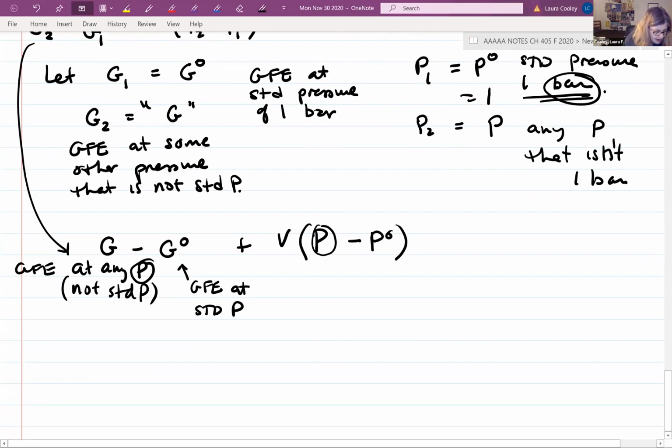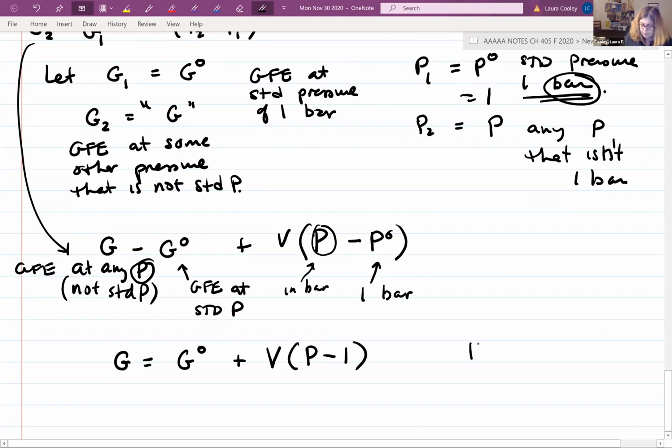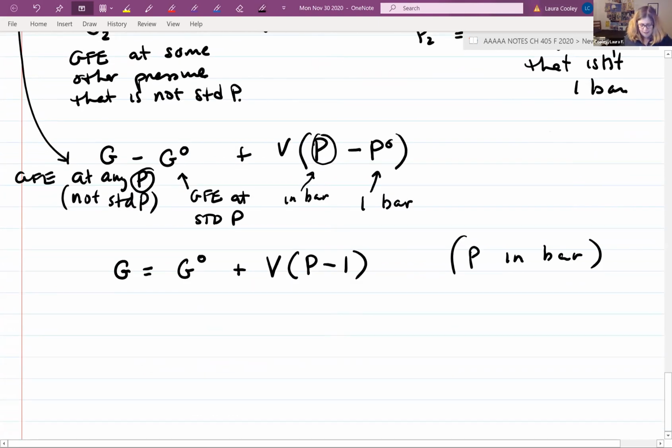So if I take this down again a little bit, and I realize that this is really just 1 bar, right? And this pressure has to be in bar. So we end up with G equals G0 plus the volume times the pressure minus 1. P has to be in bar, okay? So what is this? Okay, well, what do we have here? This is your standard Gibbs free energy at the standard pressure of 1 bar. This is that 1 bar, okay?